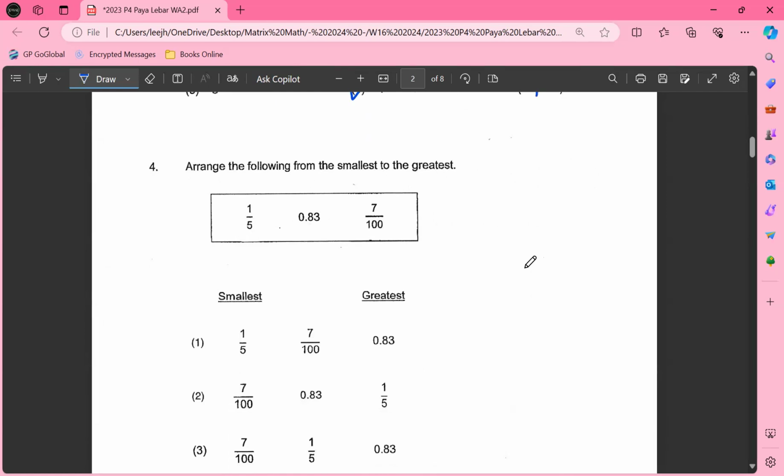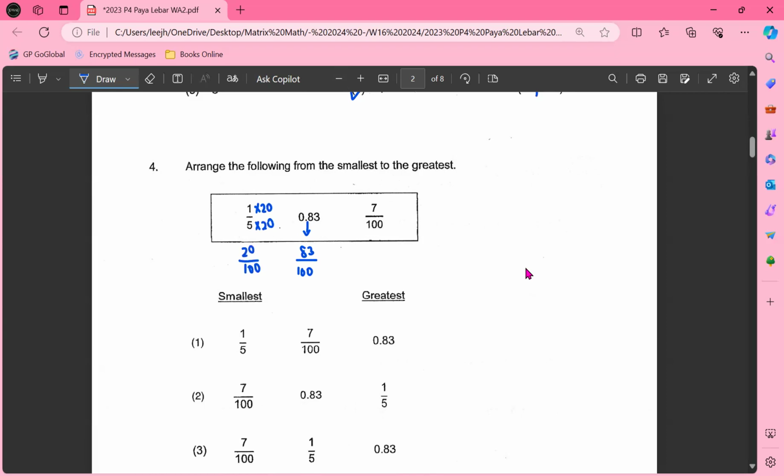Question number 4. Arrange the following from the smallest to the greatest. So we change them to fractions to be easier. Okay. So you know that this one is 1/5. So we change them to a denominator of 100. Because 0.83, when you change to a fraction, is 83 hundredths. So 83 over 100. So I change the denominator to 100 by multiplying by 20. So this is also times 20. So this is 20 over 100.